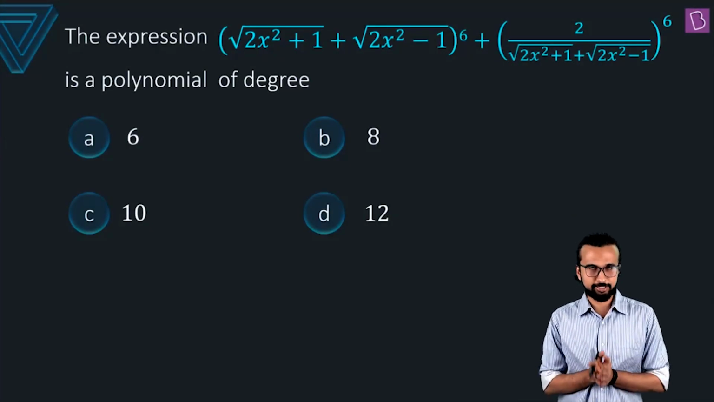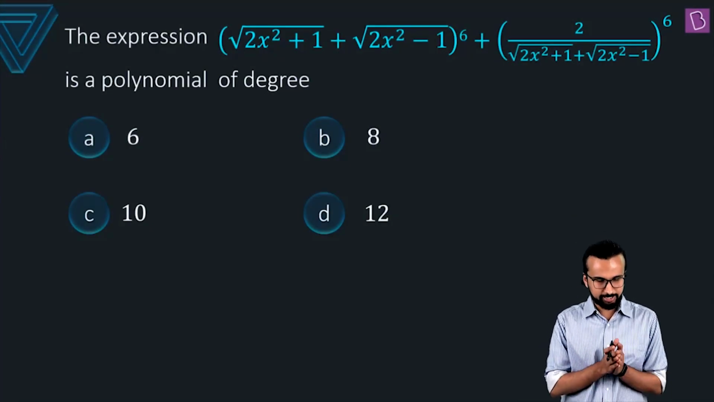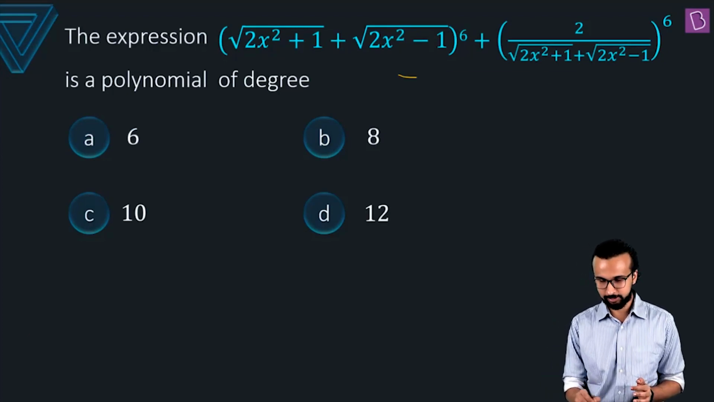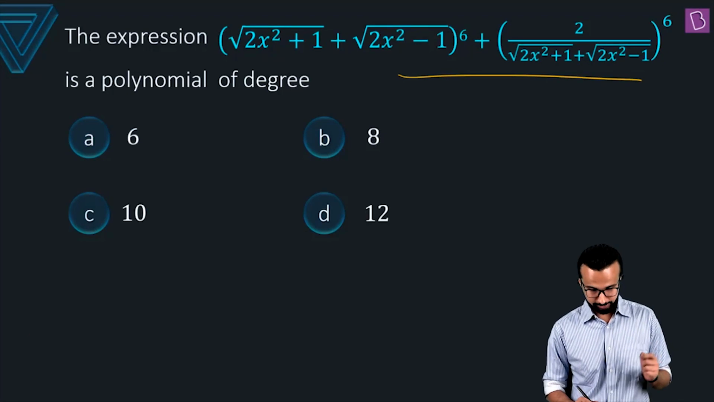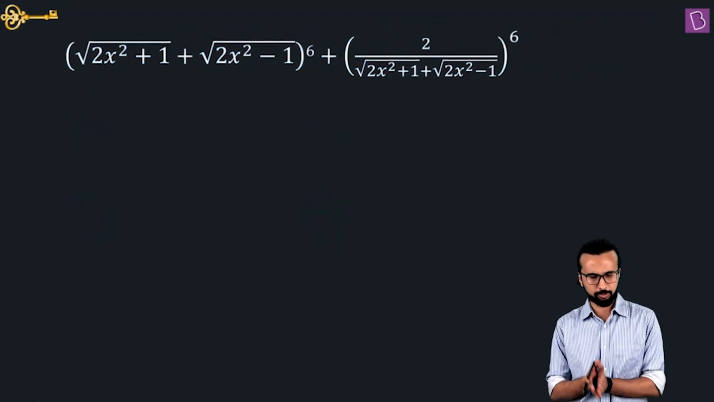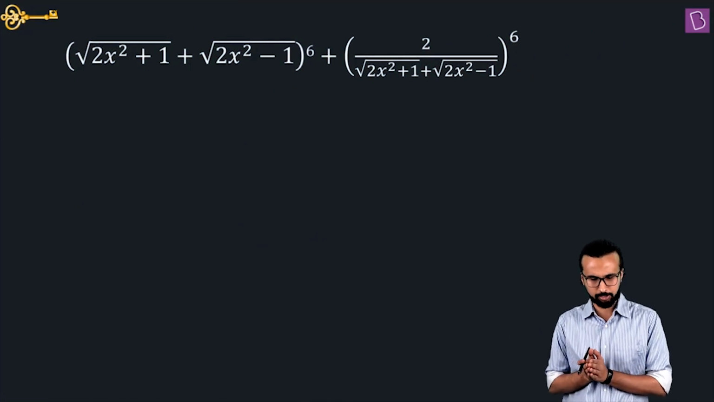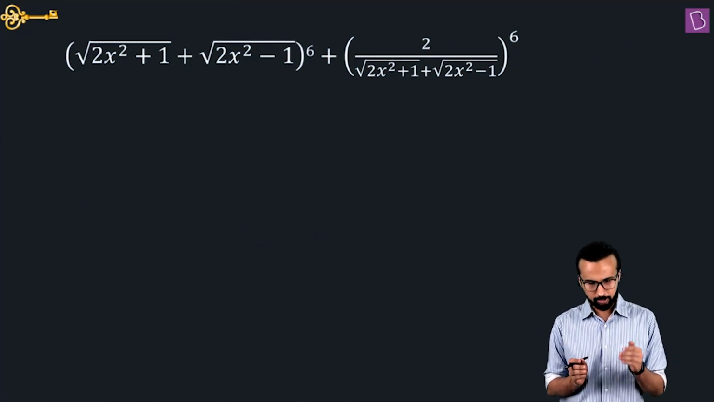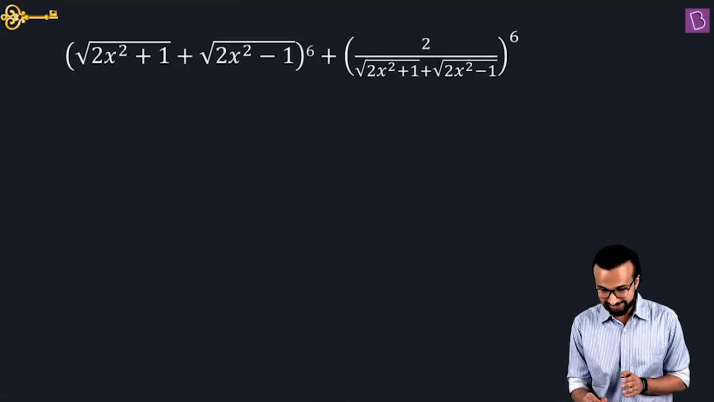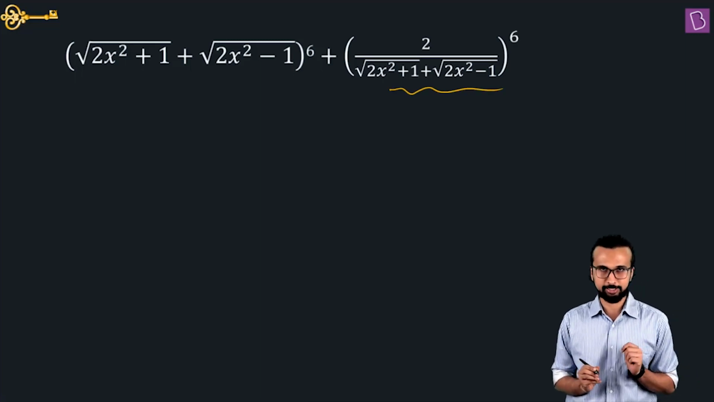Alright, in this question, they are asking us to find the degree of the polynomial in this given expression. So let's begin. We have our expression given to us: (√(2x² + 1) + √(2x² - 1)) raised to 6 plus 2 by (√(2x² + 1) + √(2x² - 1)) raised to 6. So the second part should look pretty interesting to you right now.